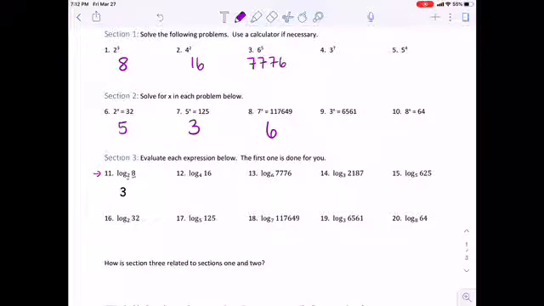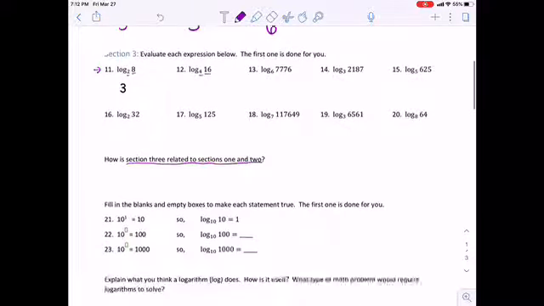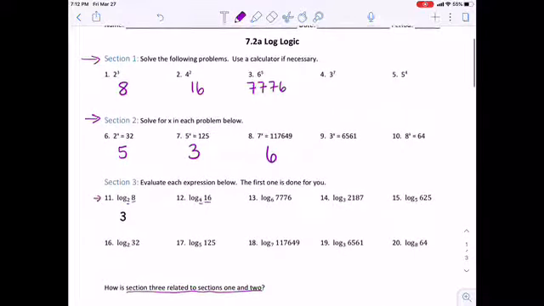Number 12, I asked you for the log base 4 of 16. Now, I told you that section 3 is related to sections 1 and 2. So if you look back at sections 1 and 2, you're looking for a problem that uses these same numbers. So for example, I see that I have a 4 and 16. And if you look at problem 2, you'll notice that we use the numbers 4 and 16. And the answer we get is 2.